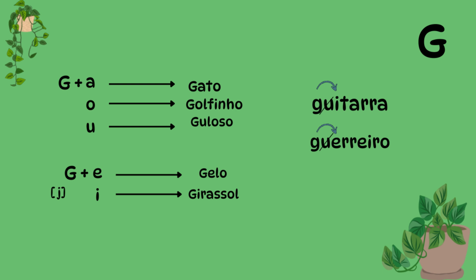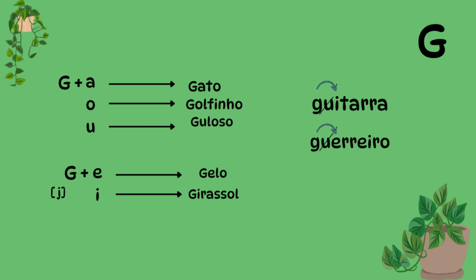G can have a darker pronunciation with E and I, but only in one case: when it's before the letter U. When G is before the letter U and there's an E or I, you cut out the letter U and go straight to pronouncing the E and I. For example, guerreiro. It's not guerreiro, it's guerreiro, because you skip over the U and go straight to the E.